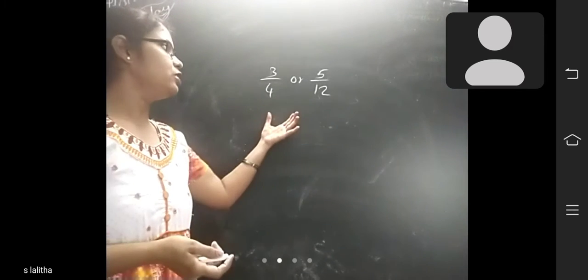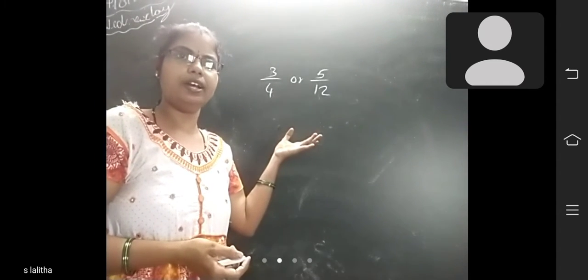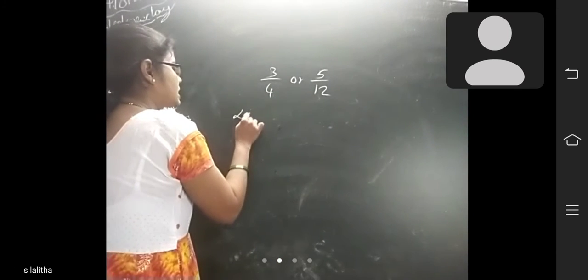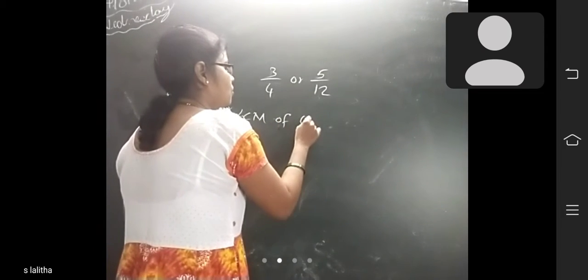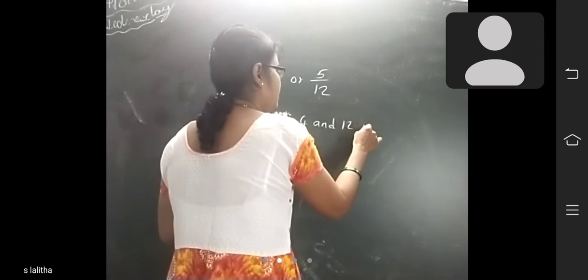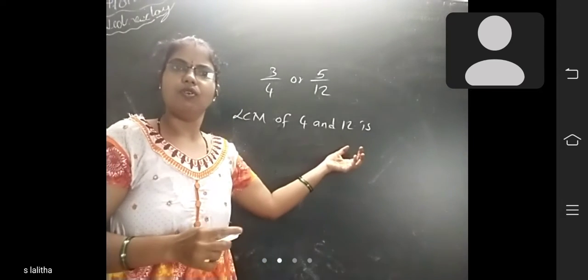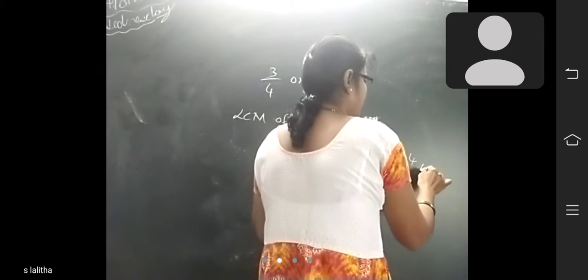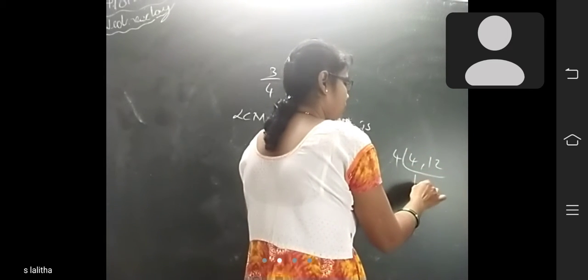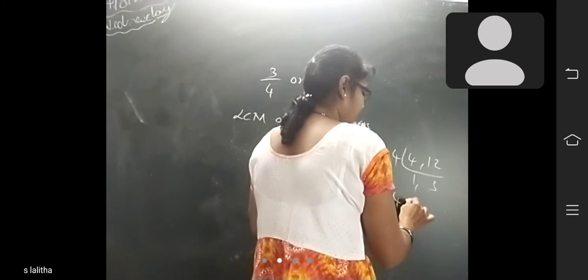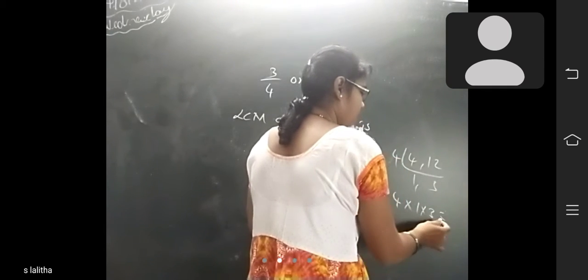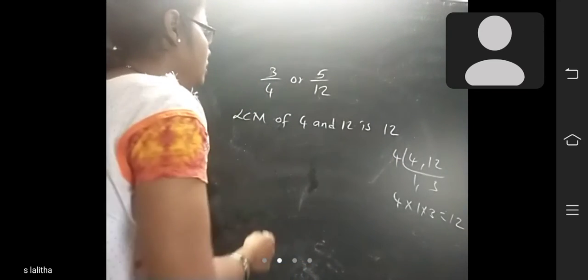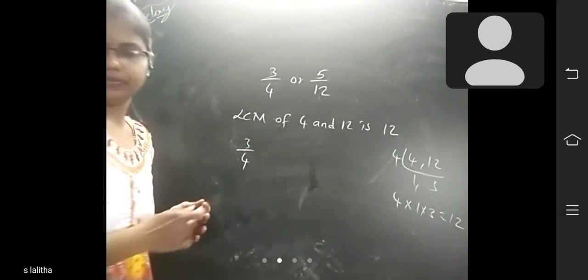How to find? These two fractions are unlike fractions. First, you should find the LCM of the denominators. So the LCM of 4 and 12. What is the LCM for 4 and 12? In the 4 table, 4 ones are 4, 4 threes are 12. So what is the LCM? 12 is the LCM.